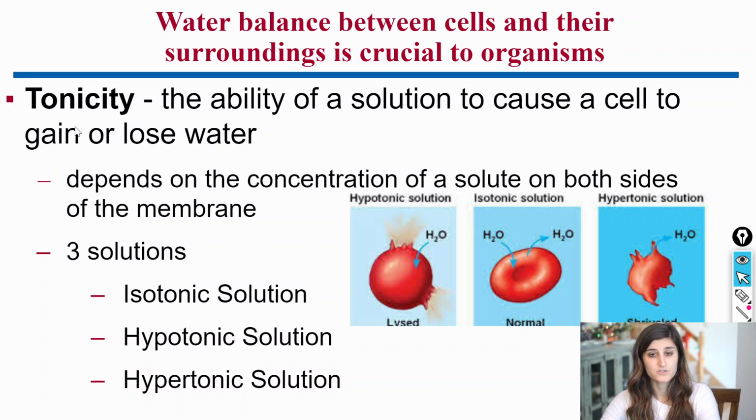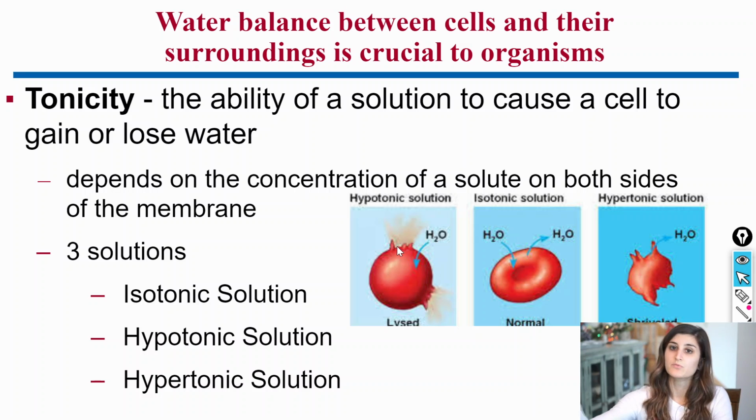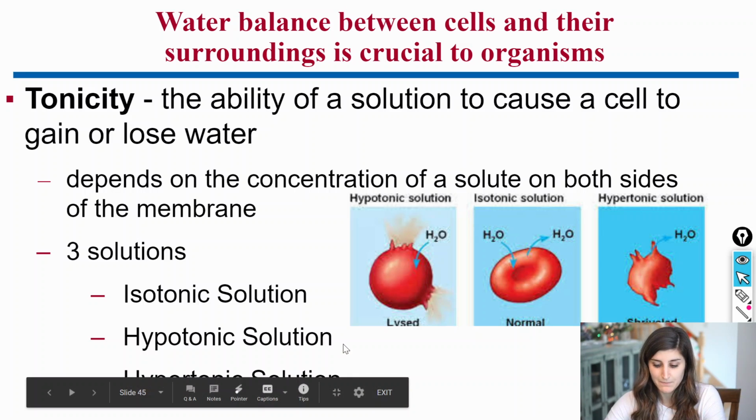So tonicity is the ability of a solution to cause a cell to either gain or lose water. And there are different solutions that we're going to look at that will show us if the water is going to move into the cell, is the water going to move out of the cell, or is it an equal concentration on both sides so that the water stays the same on both the inside and outside. So here are our three solutions. We have an isotonic solution, a hypotonic solution, and a hypertonic solution.